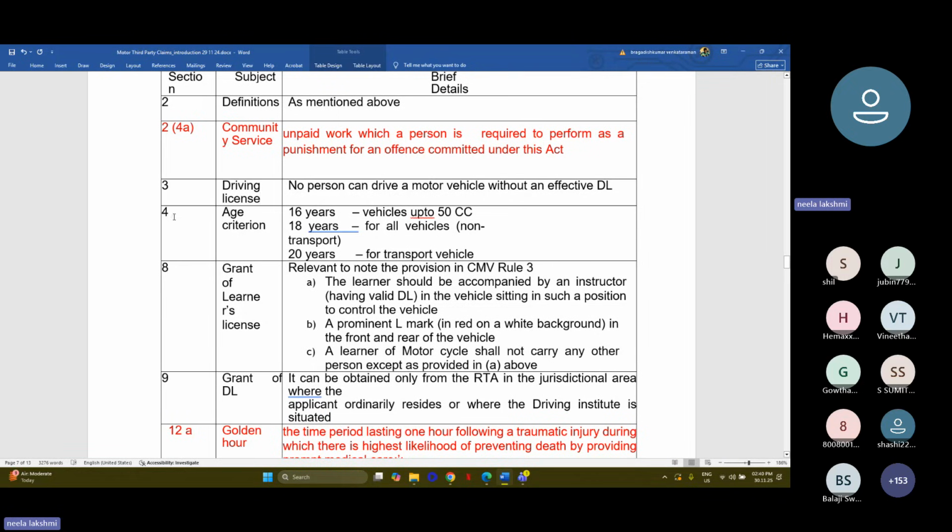Okay, next one. In Section 4, the age criteria on which the license can be obtained is described. At the age of 16 years, a license can be obtained for vehicles up to 50 cc. Next, if any person attains the age of 18 years, he is eligible for all vehicle licenses except transport vehicle licenses. If anybody attains the age of 20 years, he can apply for a transport vehicle license. The age criterion is described in Section 4 of the MV Act.